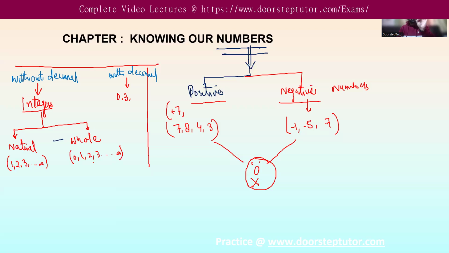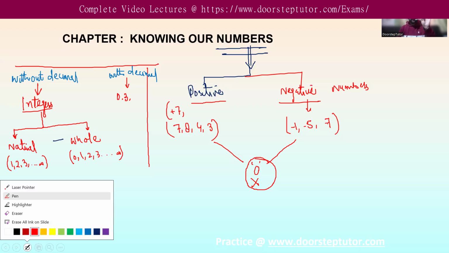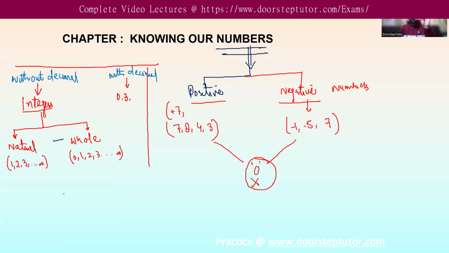So here you can write down one really interesting point: every natural number is a whole number. Absolutely correct. But every whole number is not a natural number, because 0 is a whole number but is not a natural number, right? So every natural number is a whole number, but not every whole number is a natural number. It is a really interesting fact. All right, so now we are going to operate on these numbers.